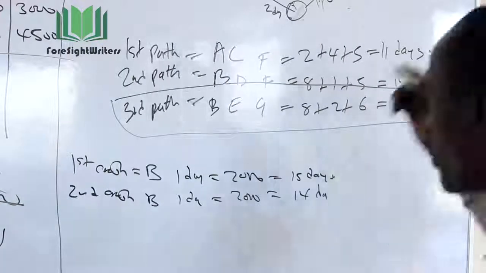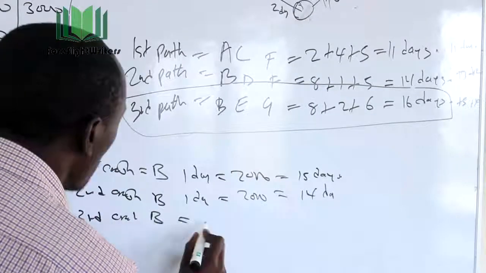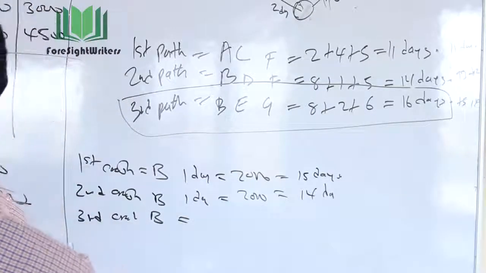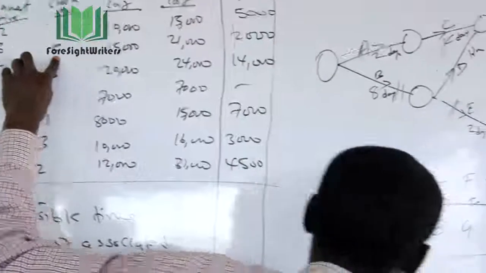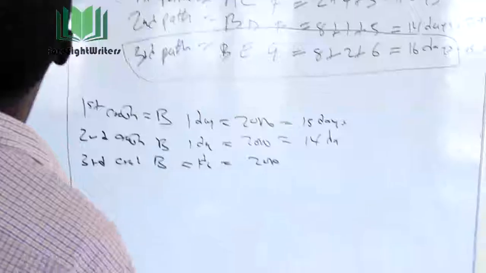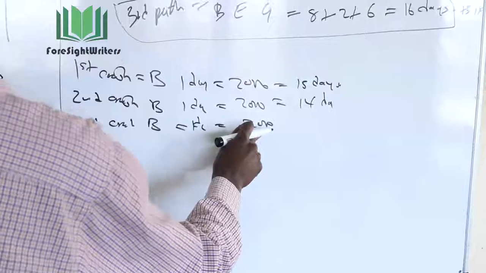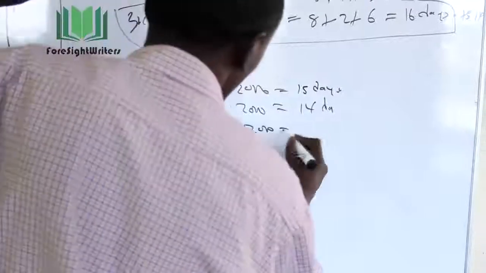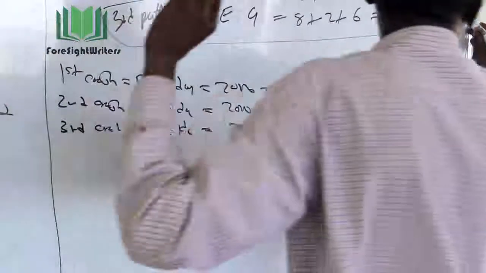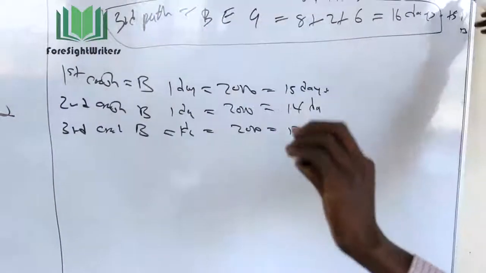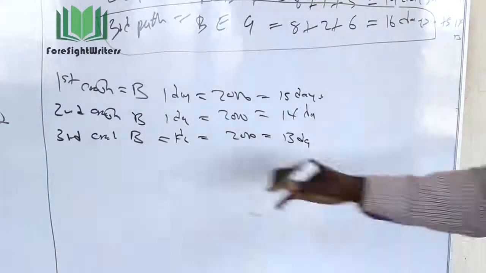So I can also move to the third crash. I still just crash activity B, because I had allowance of crashing it from 8 to 5. So with 1 day, I spend another 6,000. When I spend another 6,000, it will make the critical path come to 13 days. This now moves from 14 to 13 days, and this comes to 11 days, okay? So this one and that are the same. This is now 13. So I've crashed this maximally.